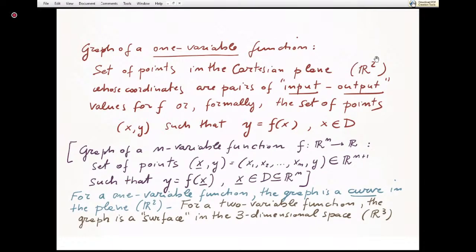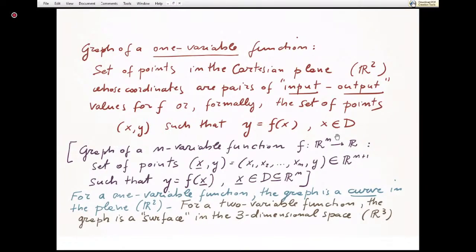The Cartesian plane is called R squared. R is the real line, okay, the set of real numbers. R squared, which is the Cartesian product between R and R, is the set of all possible points in the plane, in the Cartesian plane, okay? So the graph is a set of points in the Cartesian plane, the coordinates of which are pairs of input-output values for f. Or more formally, it is the set of points x, y that belong to R squared, such that y is equal to f of x for any x that belongs to its domain. And this is the formal definition.